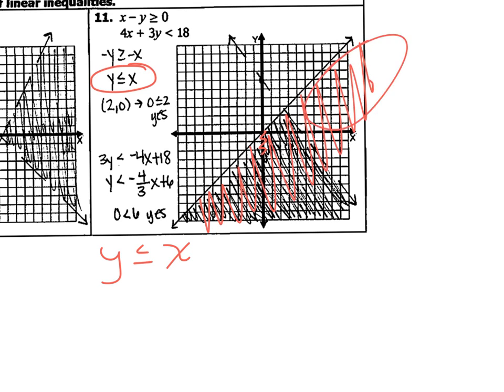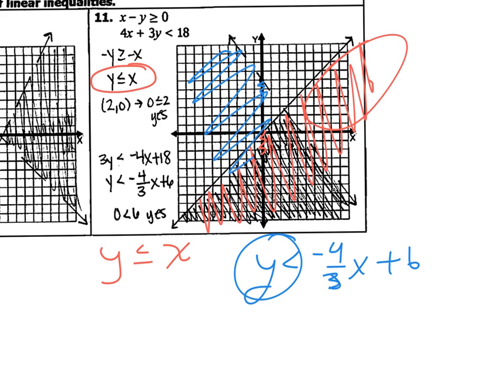Notice they didn't shade this region over here. Then on this other one, they end up getting y is less than negative 4/3 x plus 6. Notice again it's y less than, so at plus 6 they go shading down. Well, that's this area right here. And the only thing they had to do was this double shaded region right here. That's the only thing you're responsible for.